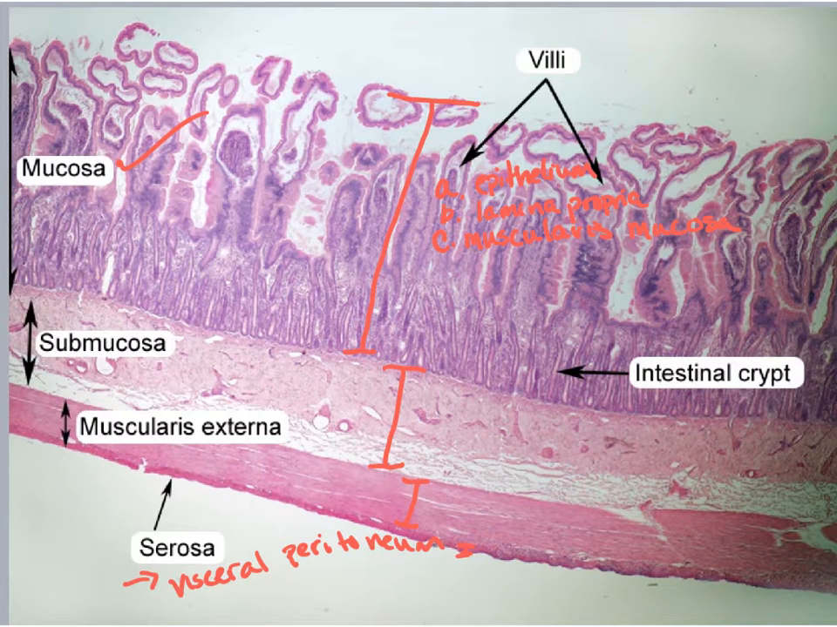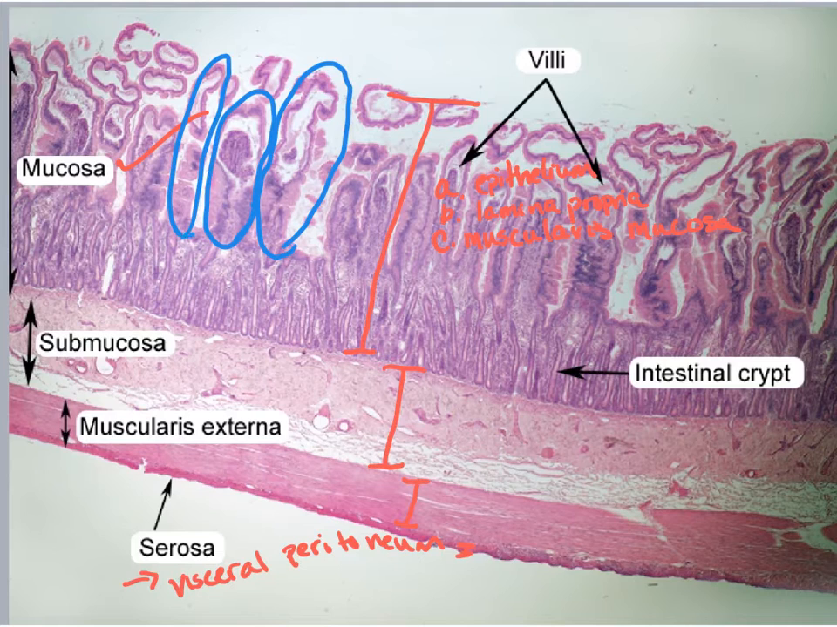We learned in the second lecture about the projections of the mucosa called villi, and they are pretty distinct here, although I've drawn all over them. Here's a nice one. Here's one villus. Here would be another and another. Remember, they help to increase the surface area for absorption. And then also here you can see one of those intestinal crypts.